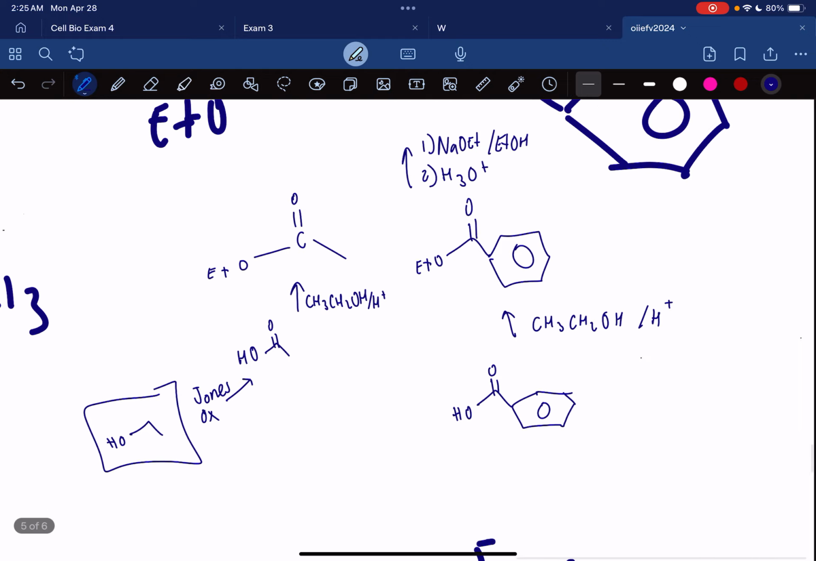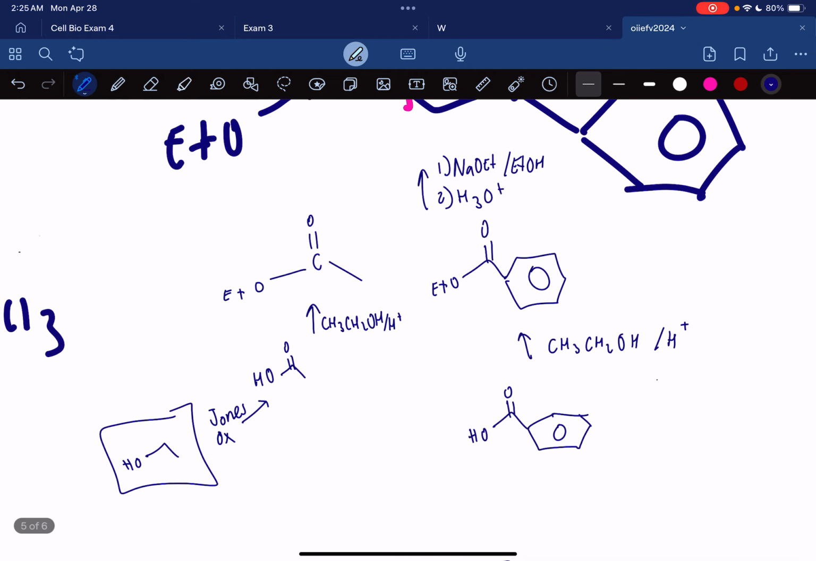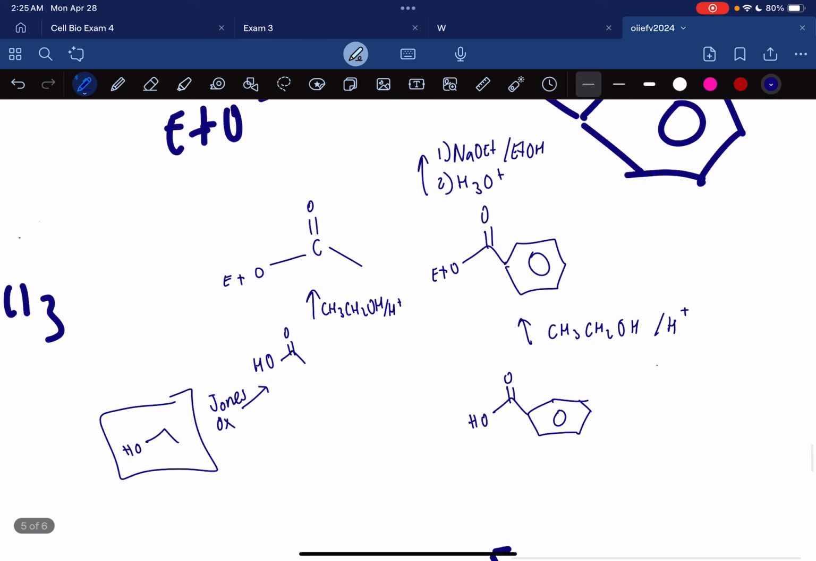Right? And then how do we make an alcohol? We can hit, for example, an aldehyde with Jones ox. So if we go back to an aldehyde, then we can oxidize that. Let's redraw that structure. So that'll look like the same thing here. So this will be an aldehyde.